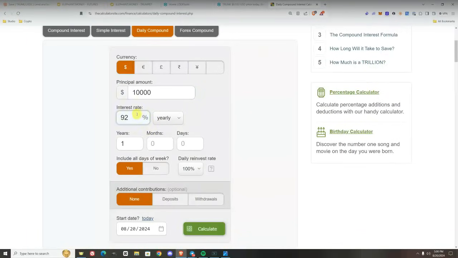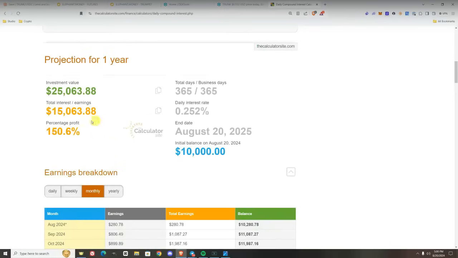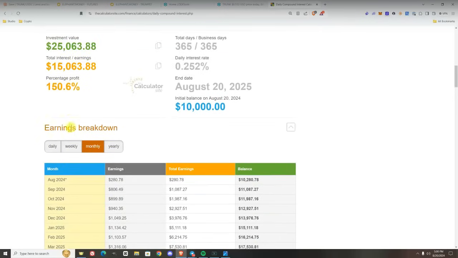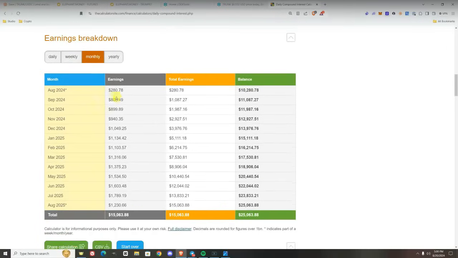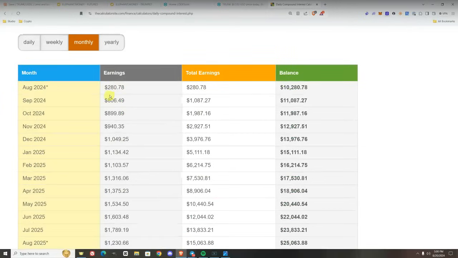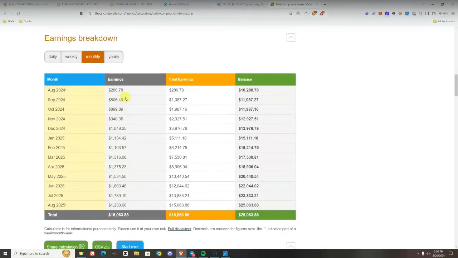It's not always going to stay there. It's going to fluctuate, obviously, but you can calculate what your daily or monthly earning would be. So 10,000 in a year would grow to a principal balance of 25,000. You're looking at monthly earnings of 280 to start, and then the next month 800, 900, and it just kind of grows over time. And so that ends up being a viable alternative to futures if people don't like that.